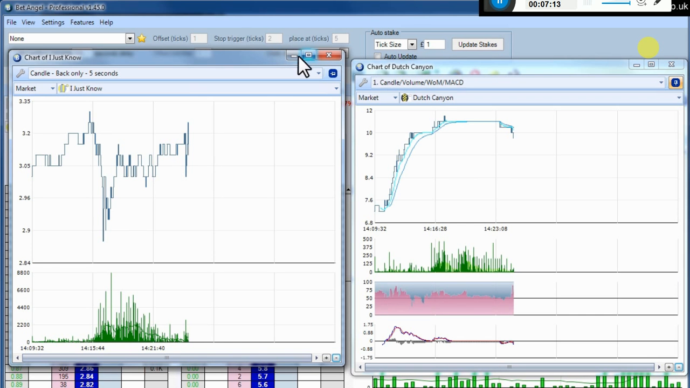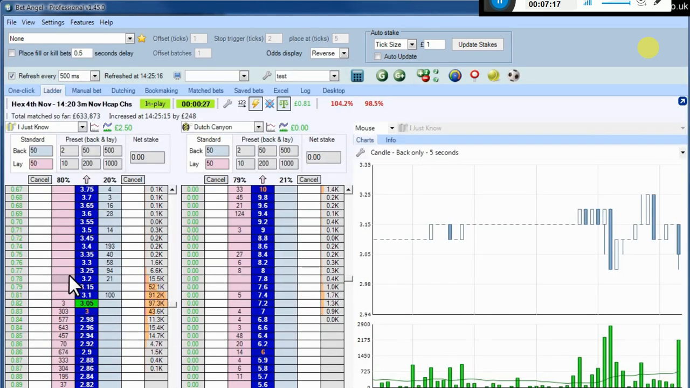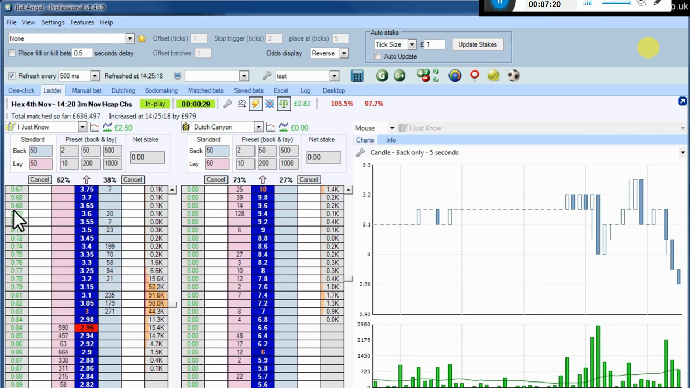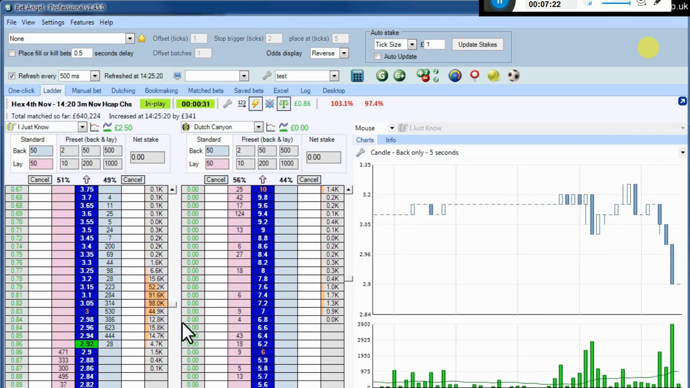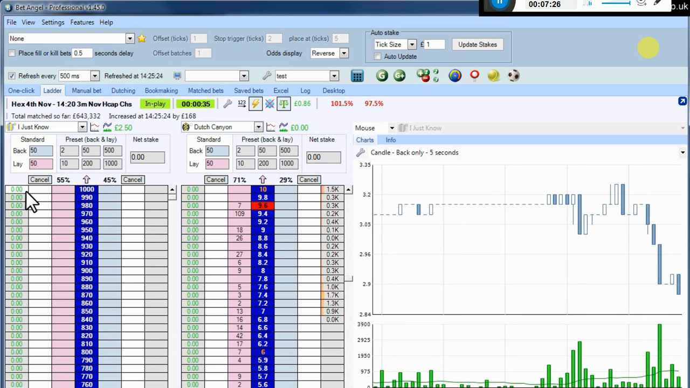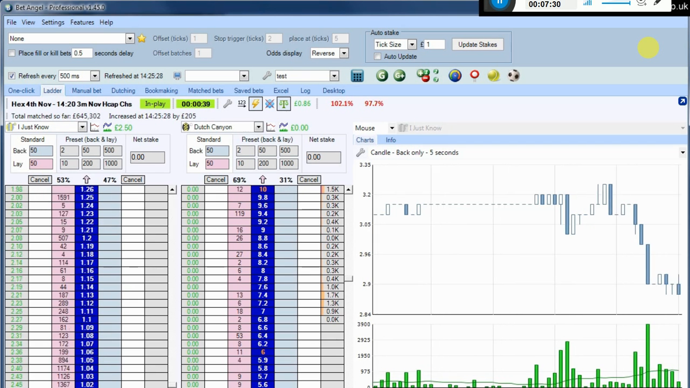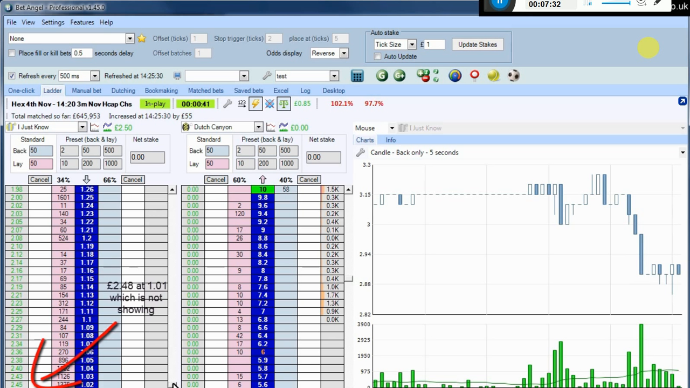Now you can see this race has gone in play, which on the basic scalping we're not advising you to use in play, but in this situation I cannot lose here. You see, if the horse loses, then I don't lose anything, but if the horse wins, I actually make £2.48, so I'm not too concerned.